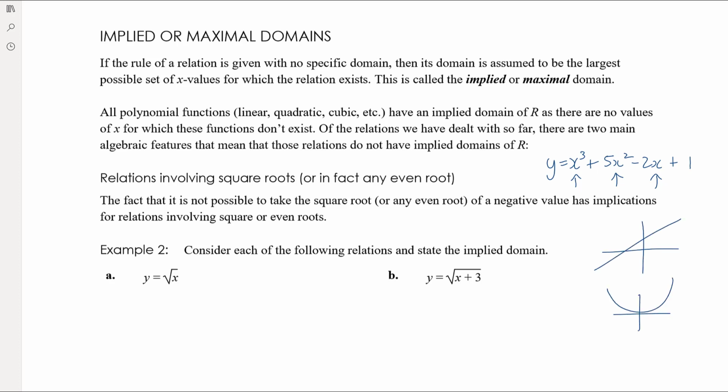Lines, parabolas, cubics, quartics, we could go on and on. Of the relations we've dealt with so far, there are two main algebraic features that we see in equations that mean those relations do not have implied domains of R. They are equations involving square roots, which we'll talk about first, and then equations involving fractions. It doesn't just have to be a square root, it could be any even root, so 4th root, 6th root, 8th root. Let's stick with the square root for now though.